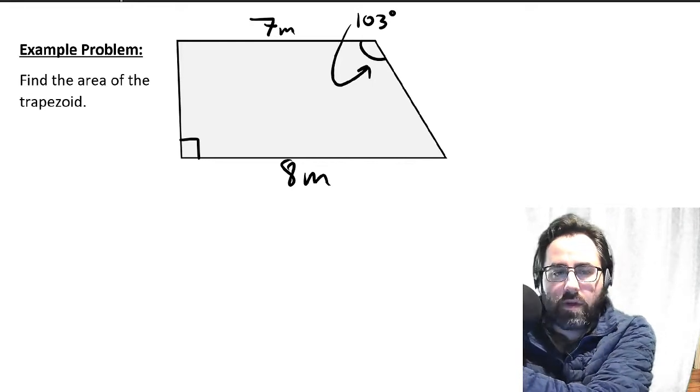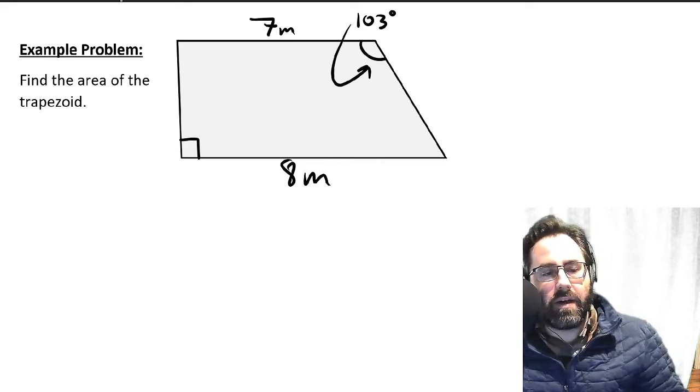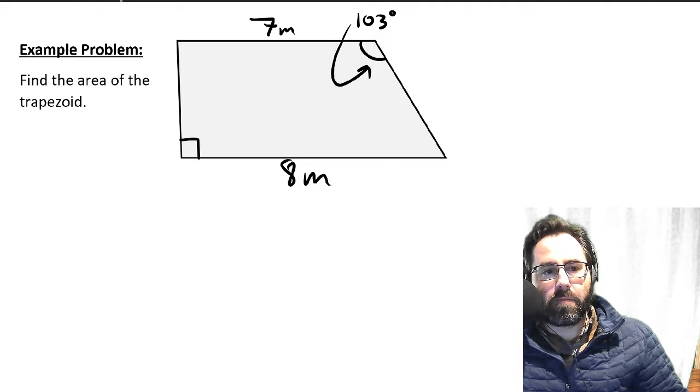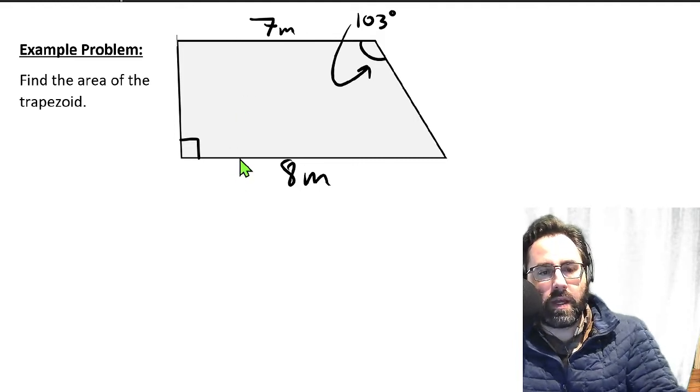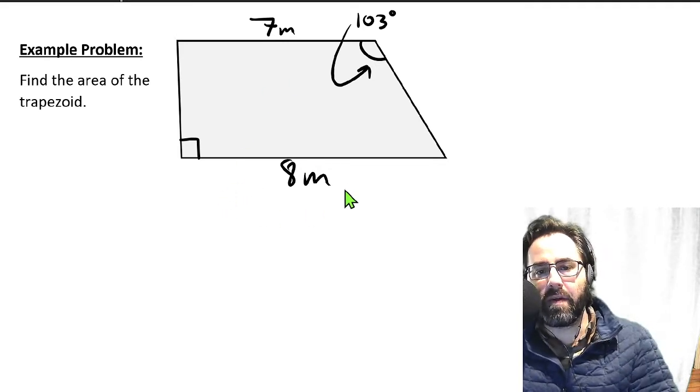Alright, here's a little trapezoid, and I want to show an example of how to find the area of a trapezoid in this type of situation. And by them telling you it's a trapezoid, of course these two sides are parallel, and that's obviously known because that's the definition of a trapezoid. Let's get into it. How do you find the area?